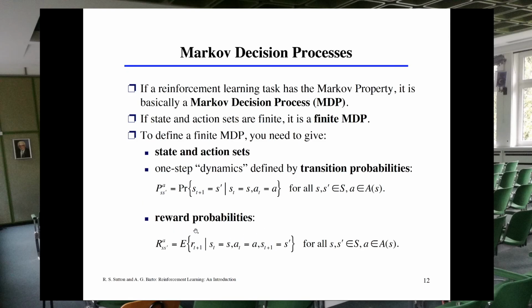And finally, and this is something that you need to have always, is the reward function, the reward probabilities. As we are writing here, it is the reward that you will get if you go from state S to a state S prime by applying action A. So it is the expected reward that you will get in the next time step if you are currently in some state S, the action that you perform is action A, and the next state is the state S prime.